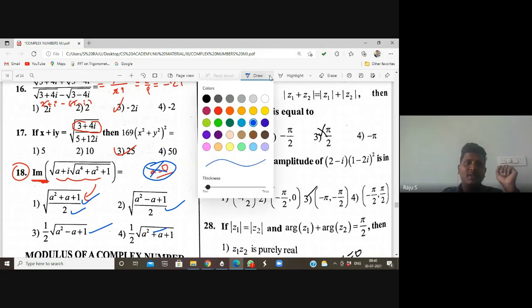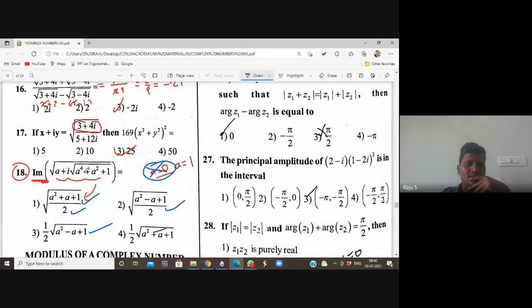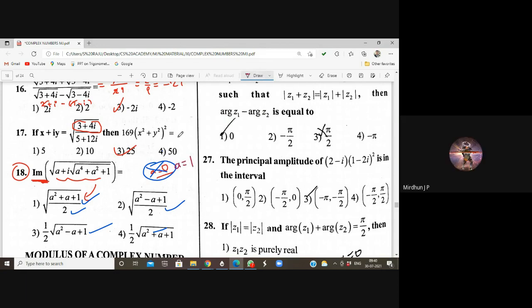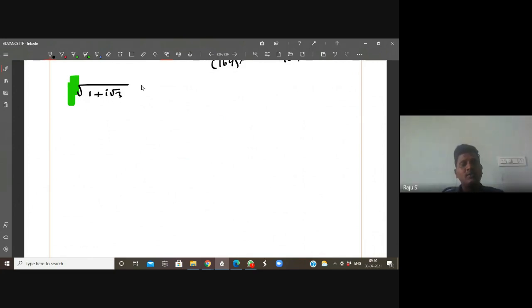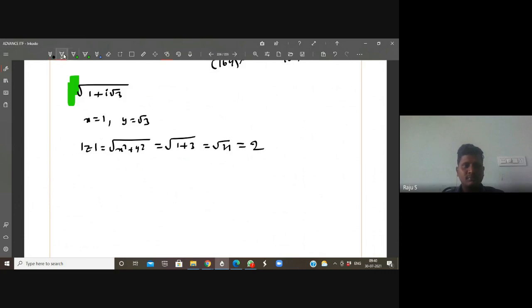Then A equal to 1. Okay, take A equal to 1. What is this value? The square root of 1 plus i root 3. Okay, students, now you can do this. X value is 1, Y value is root 3. Modulus of z is square root of x square plus y square, that is 1 plus 3, equal to root 4, that is nothing but 2. Clear?